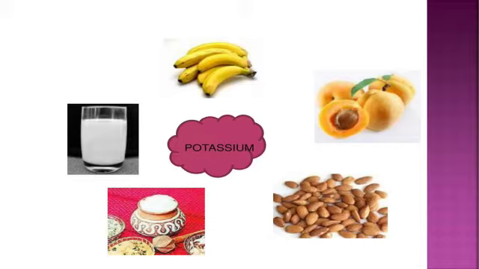So we get potassium from milk, buttermilk, peach, bananas, almonds. These are all rich in potassium.